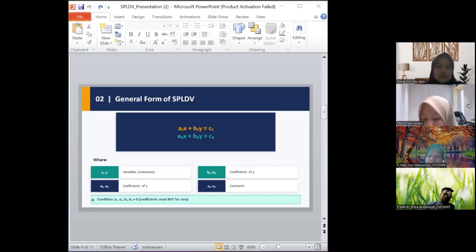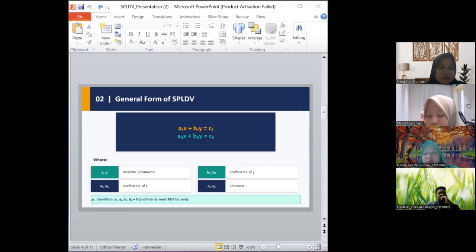Does anyone want to give an example? I can try, Miss. For example, 2x plus 3y equals 10, and x plus y equals 8. Is that correct, Miss? Excellent example, Putra. Yes, that is a valid SPLDV, because the equations have two variables x and y, each with degree 1, and none of the coefficients are 0. Well done.